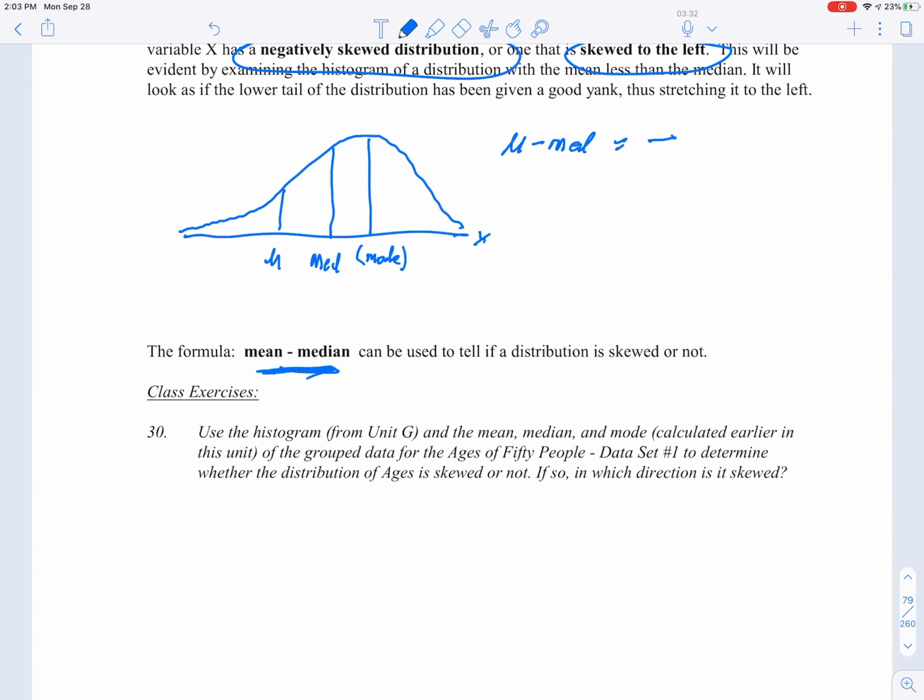If you use Excel, like the data analysis tool pack, for instance, which we'll get into in labs, it will give you a measure for skewness. We don't want to use that actually, because it uses a more complex formula, and we're just not going to get into that in class.